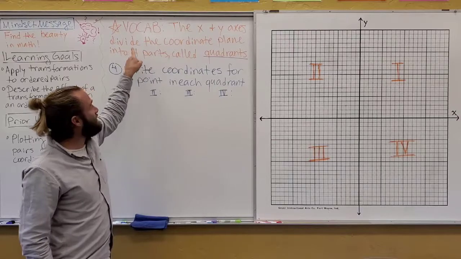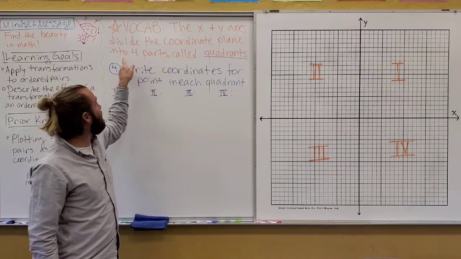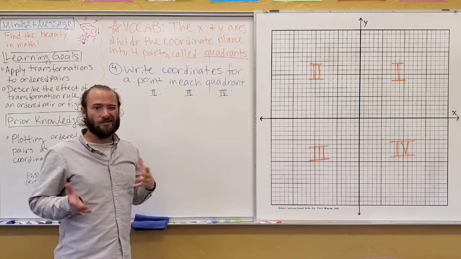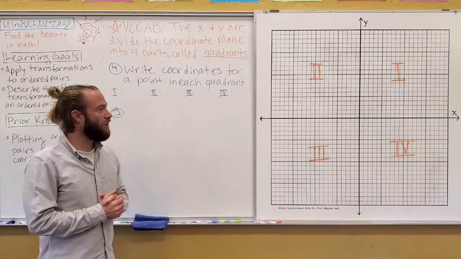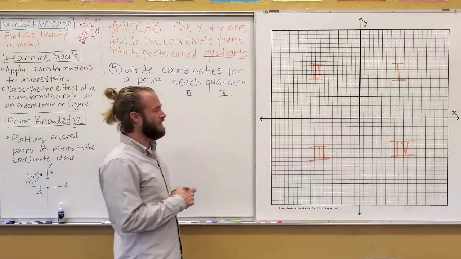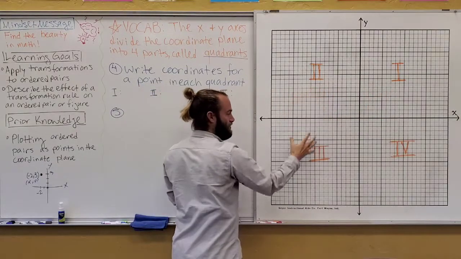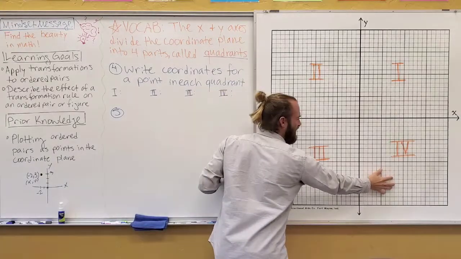The x and y axes divide the coordinate plane into 4 parts, and they're called quadrants. Quad stands for 4, right? So they're called quadrants. And this is a pretty common term in many uses. This is quadrant 1, that's quadrant 2, we call this quadrant 3, and that 4.